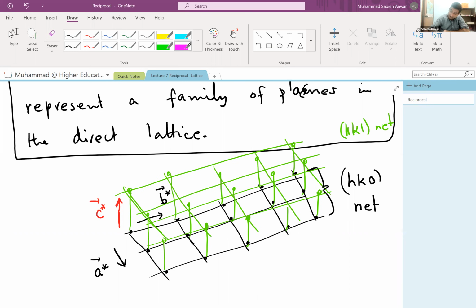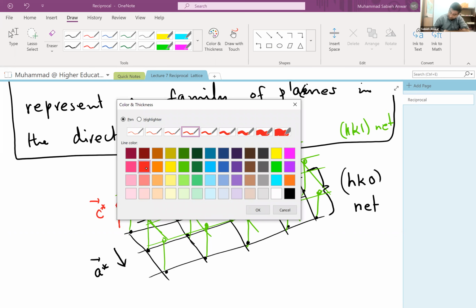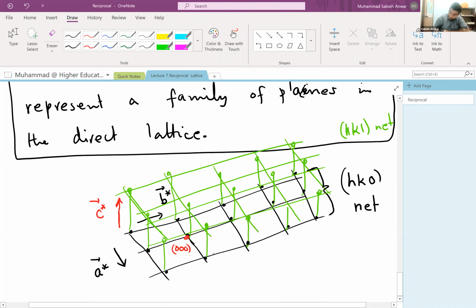So if I take my origin to be here, say, so this is my 0, 0, 0 plane. This would be my 1, 0, 0 plane. So I could use the plane synonymously with the point in the reciprocal space. Okay, so points in the reciprocal space stand for planes in the direct lattice. This point directly above will be the 0, 0, 1 plane. This point here is 1, 1, 1. This point here is 1, 1, 0. This point here that I can draw is 1 bar, 1 bar, 1, and so on.